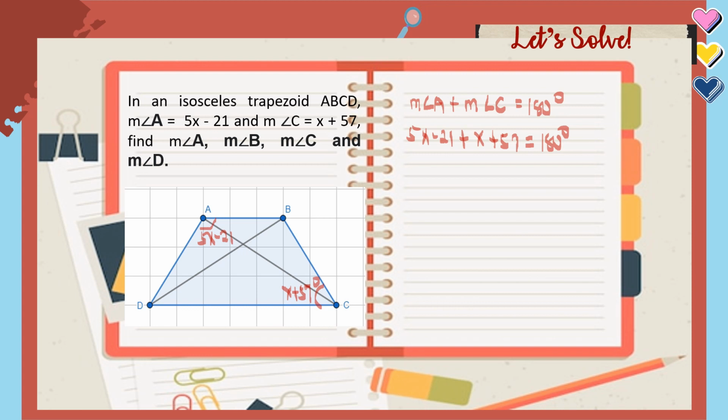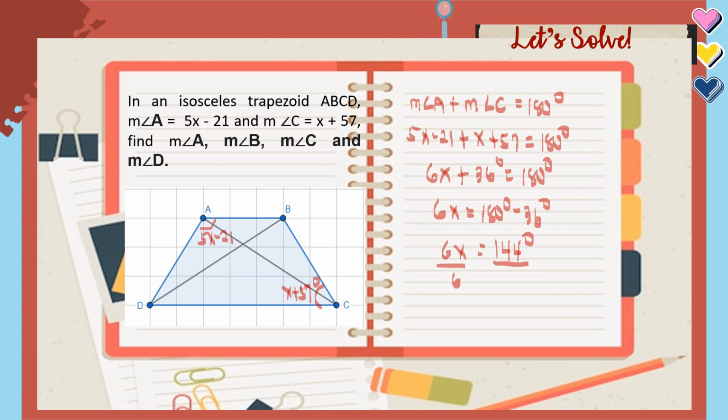Combining similar terms, 5x plus x is 6x, negative 21 plus 57 is 36, equals 180 degrees. So, by transposition, 6x equals 180 degrees minus 36 degrees. 180 minus 36 is 144 degrees. Dividing both sides by 6, we get x. 144 divided by 6 is 24. So x is equal to 24.